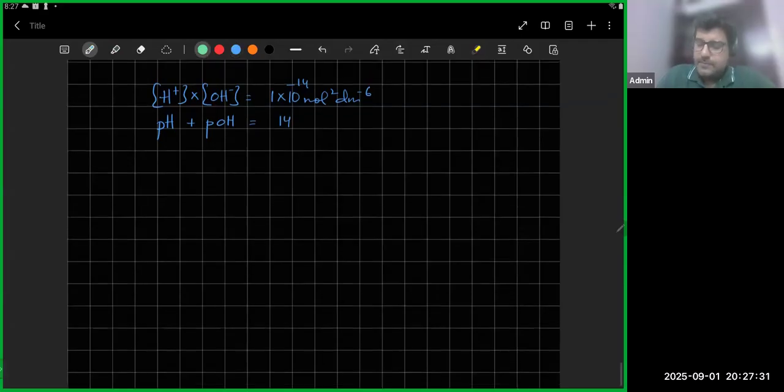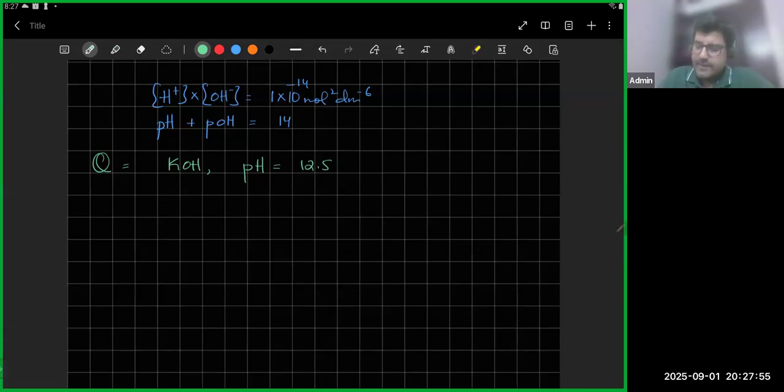Okay, so let's do another one. I'm going to do a slightly reverse question: there's a base, which is KOH. The pH is already known. The pH is 12.5, okay? Someone keep a calculator ready.